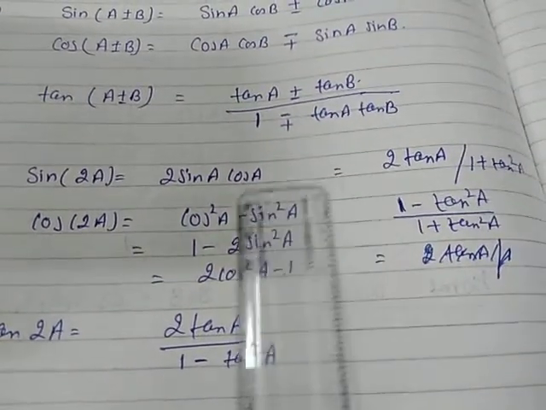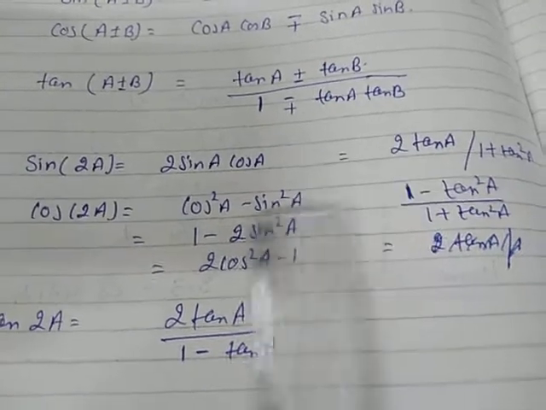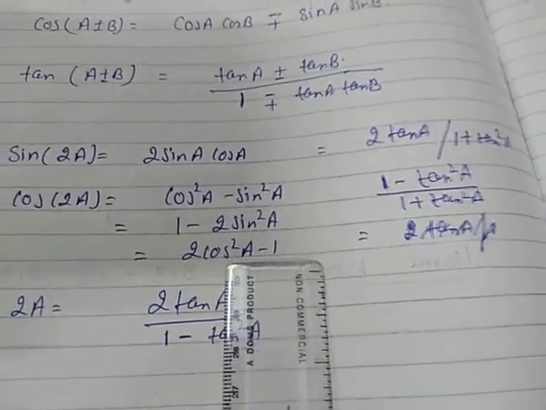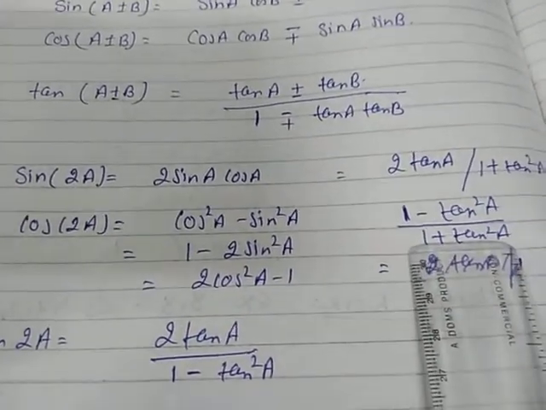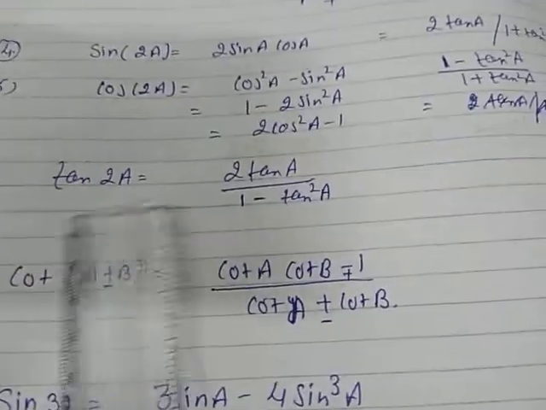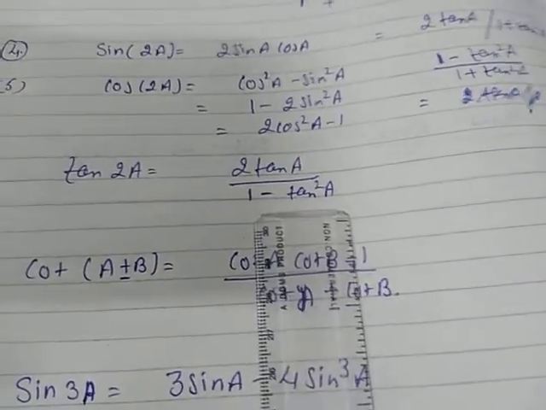And when sin square A is converted into 1 minus cos square A, then it gives you the formula 2 cos square A minus 1. And in terms of tan A, cos 2A is equal to 1 minus tan square A upon 1 plus tan square A. Now, tan 2A is equal to 2 tan A upon 1 minus tan square A.